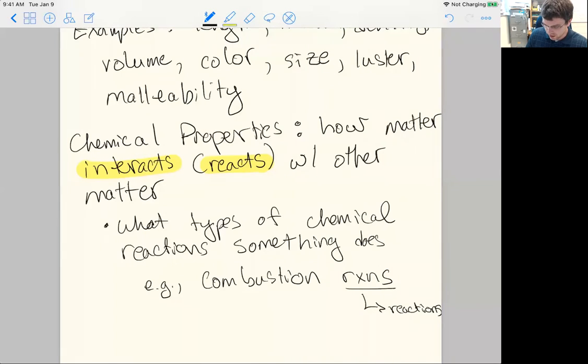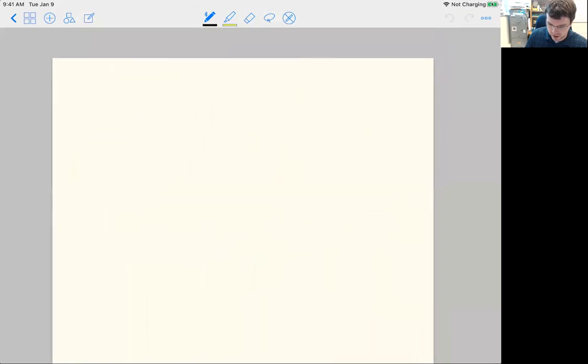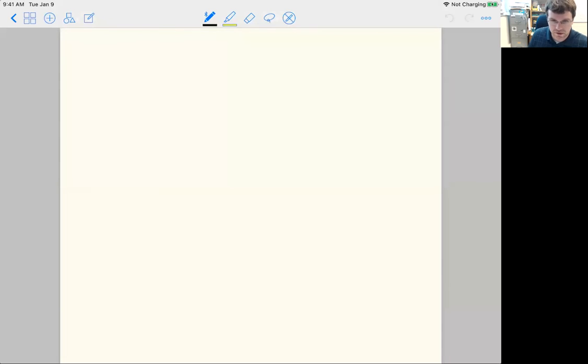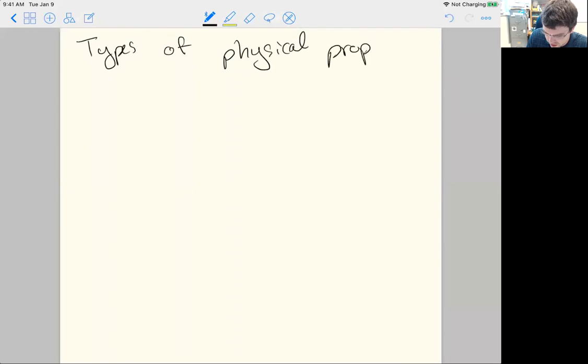The next thing I want to move on to is the types of physical properties. I know I'm kind of bouncing back and forth, but I wanted to address both types of properties in general and then move into types of physical properties. So types of physical properties. It's good to see this. We may not use this so much in this class, but it's good to kind of discuss this.